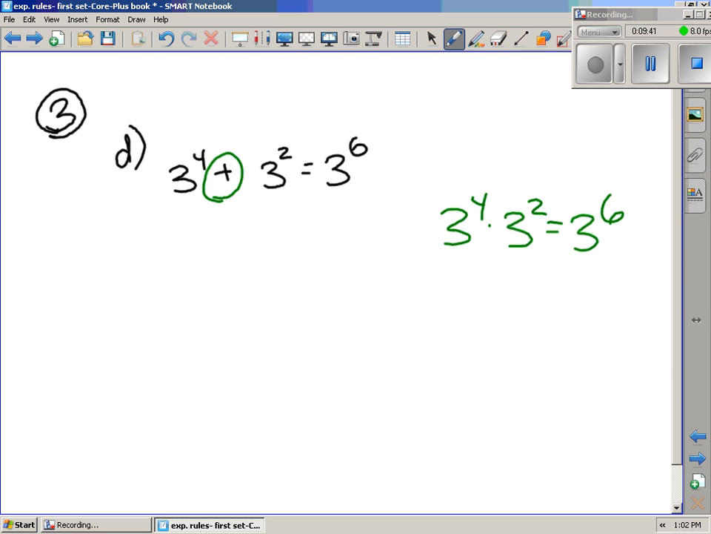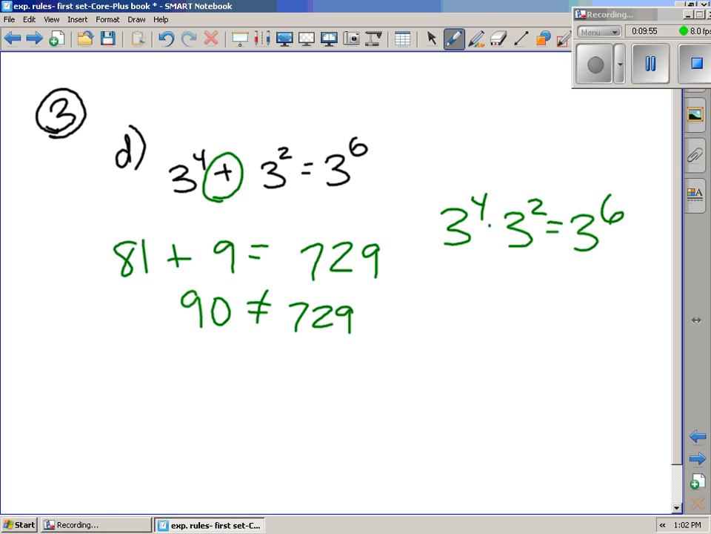So 3 to the 6th power equals 729. And then when you take 3 to the 4th power, you get 81. 3 to the 2nd power is 9. So 90 is not equal to 729.